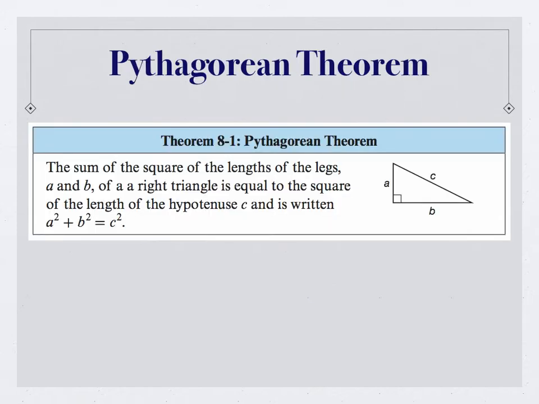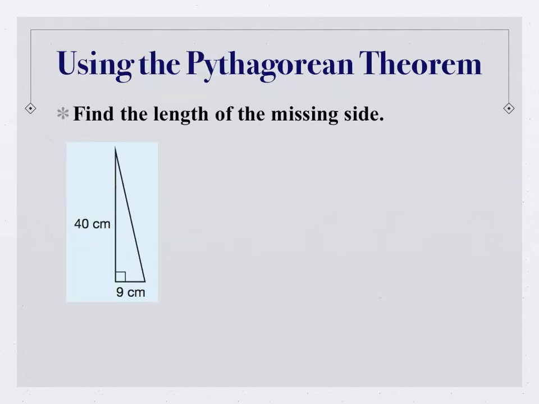In the Pythagorean theorem, you remember, if the leg lengths of the right triangle are a and b and the hypotenuse is c, you'll recall a squared plus b squared equals c squared. Let's apply it. Here we're asked to find the length of the missing side, so you have to determine what is that missing side. Is it a leg length or is it a hypotenuse? It's a hypotenuse because it's opposite the right angle.